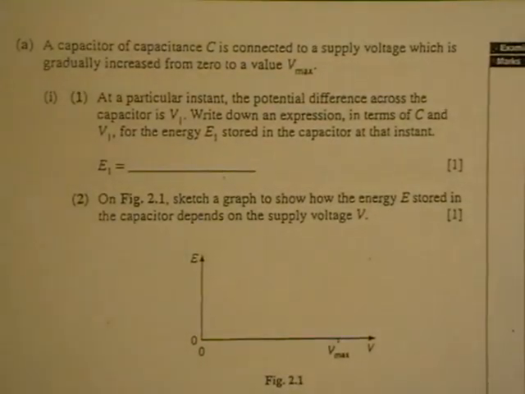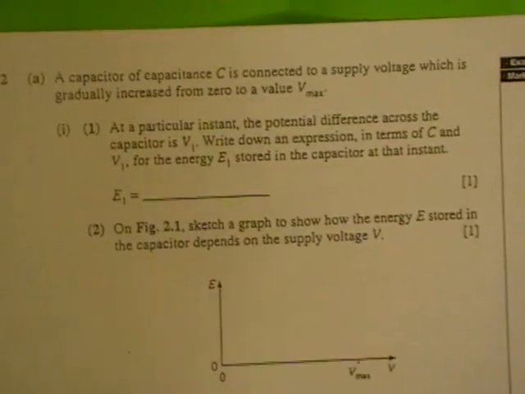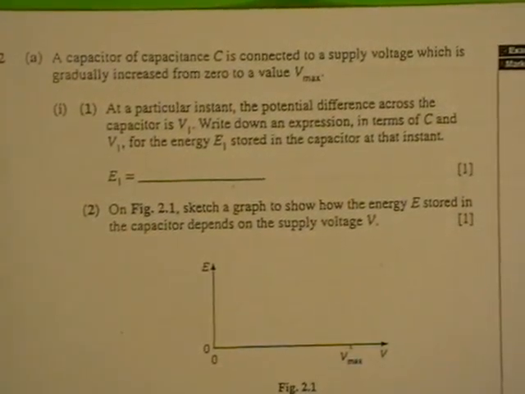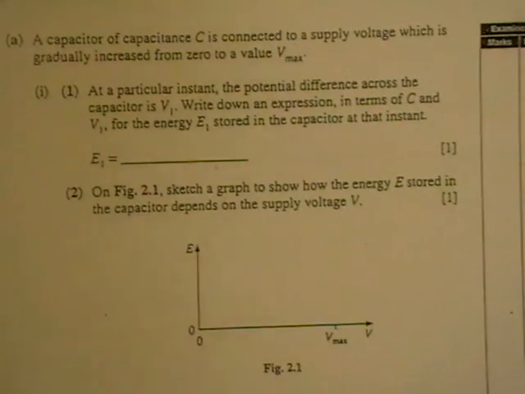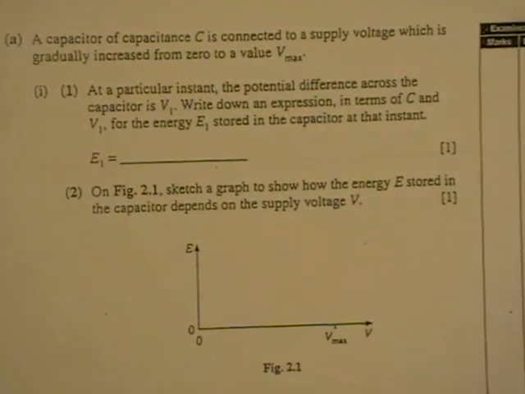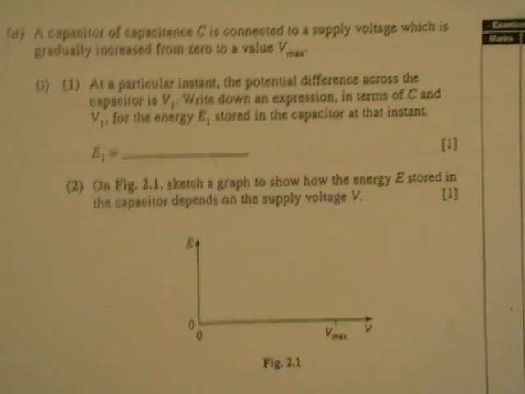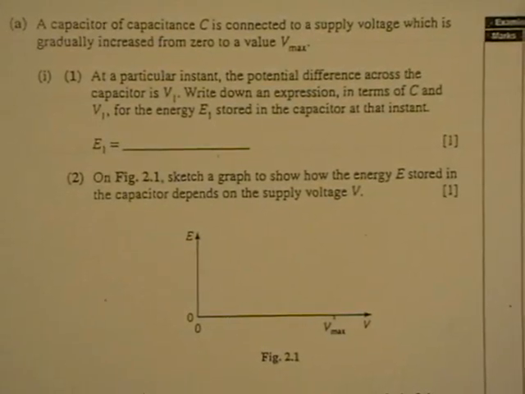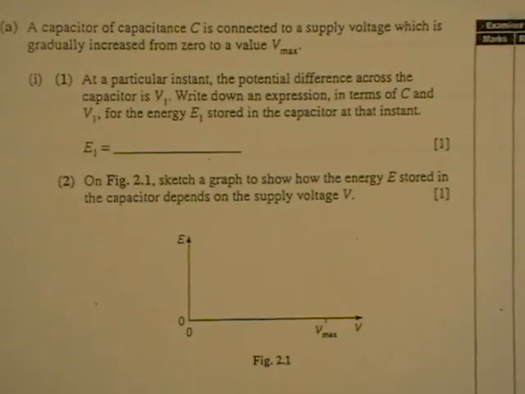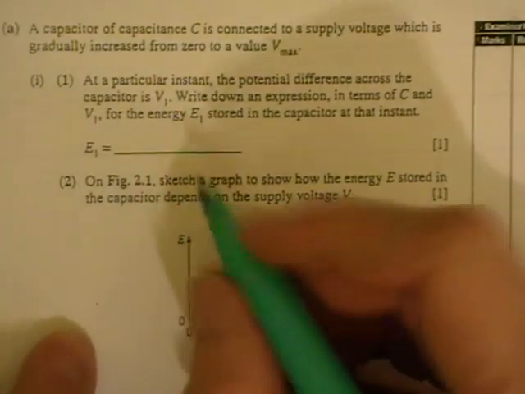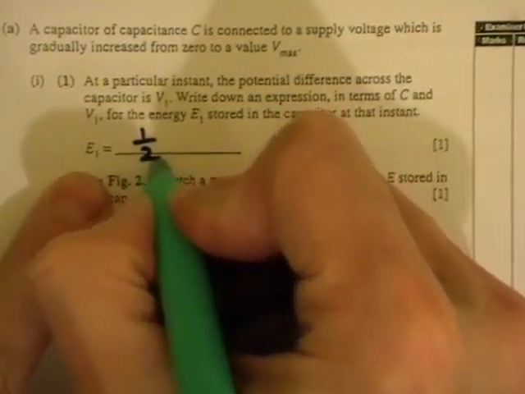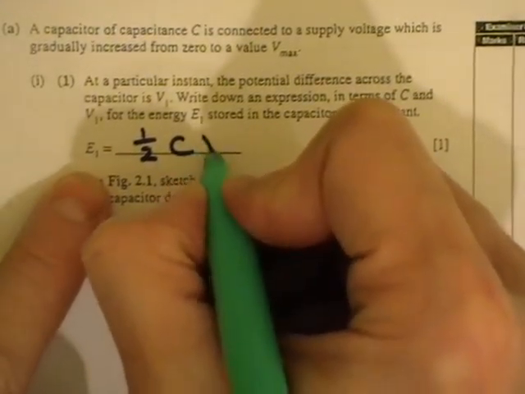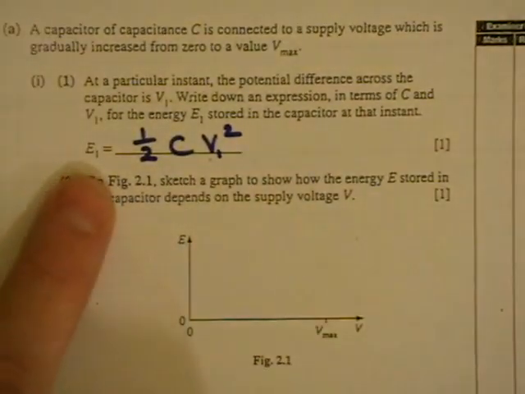It says a capacitor of capacitance C is connected to a supply voltage which is gradually increased from 0 to a maximum value Vmax. At a particular instant, the potential difference across the capacitor is V1. Write down an expression in terms of C and V for the energy stored in the capacitor at that instant. So it's C and V, and so E1 is going to be equal to a half C times V1 squared.